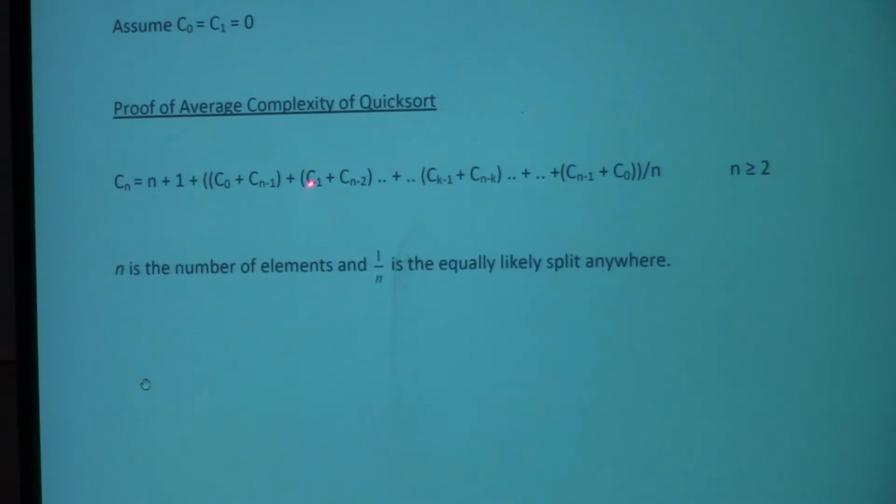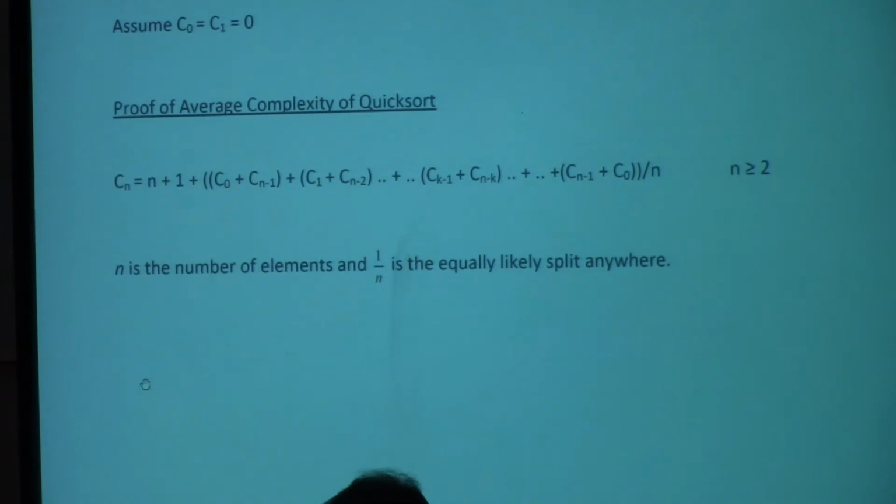If the pivot goes into position 2 rather, then the left will have 1 element to quicksort, and n minus 2. So what we're doing is looking at all the possible splits. So we're looking at the pivot that goes from here to here, then we got 1 and n minus 2. If it goes here, we have 2 and n minus 3. If it goes to here, we have 3, and you get the idea?